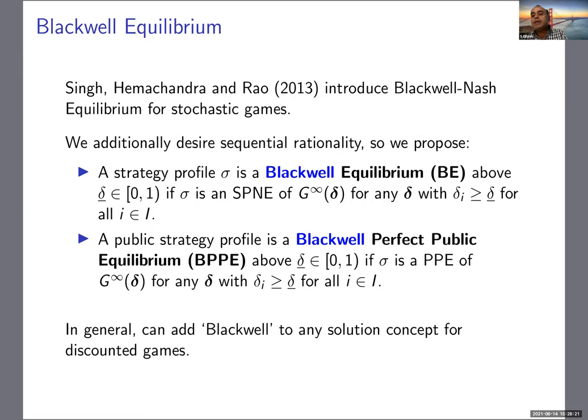A strategy profile sigma is a Blackwell equilibrium above delta lower bar, which belongs to (0,1), if sigma is an SPNE of G infinity delta for any delta exceeding this delta lower bar component by component. This is for perfect monitoring games. For imperfect monitoring games, we haven't introduced a model of imperfect monitoring yet, but we're telling you we're going to talk about a Blackwell PPE, a perfect public equilibrium above delta lower bar, if it's a PPE for any delta with delta i greater than or equal to delta lower bar. So it's the same thing. In one case it's SPNE, in one case it's PPE, but the same sigma works above delta lower bar, pair by pair, of course. Essentially you can just stick Blackwell onto any solution concept for discounted repeated games.